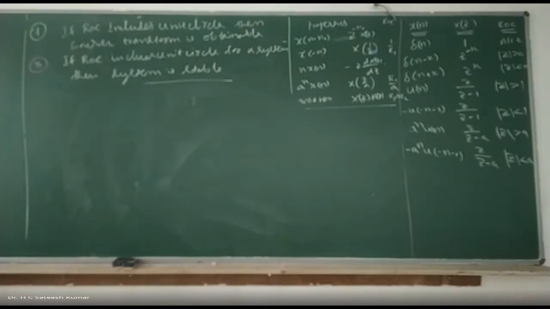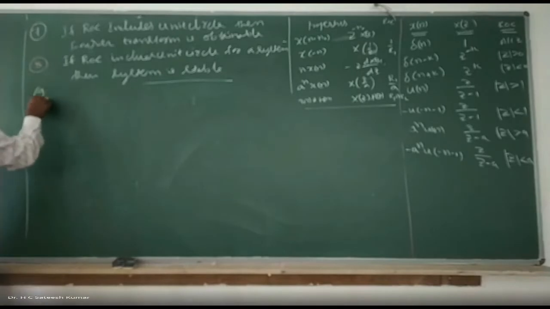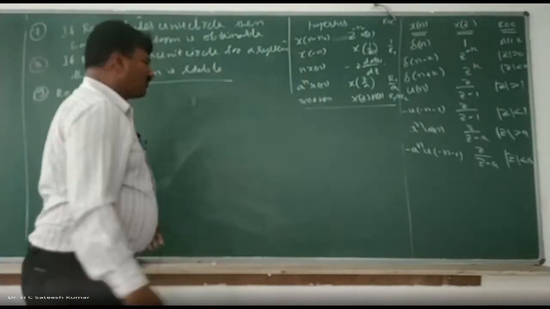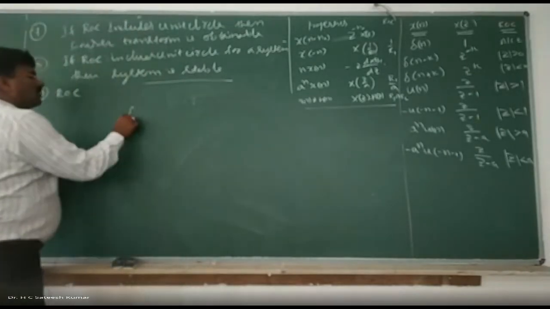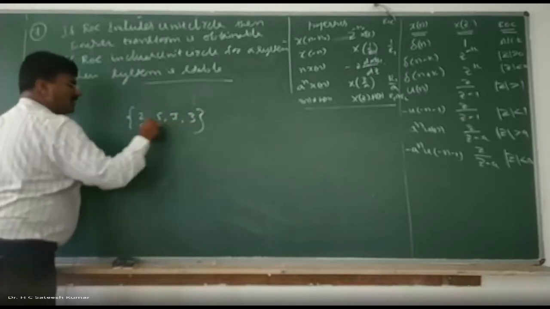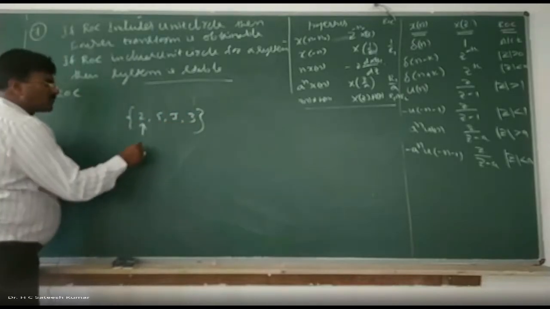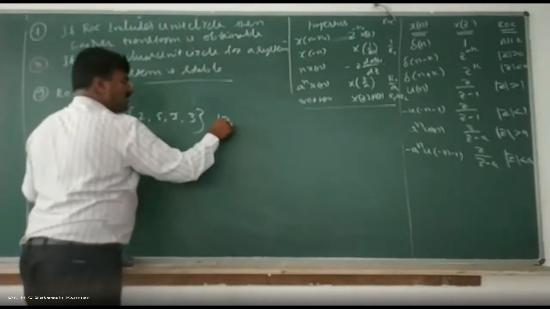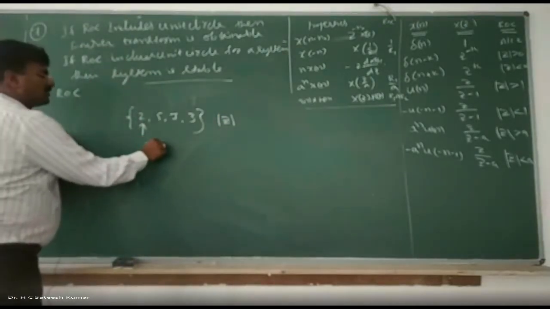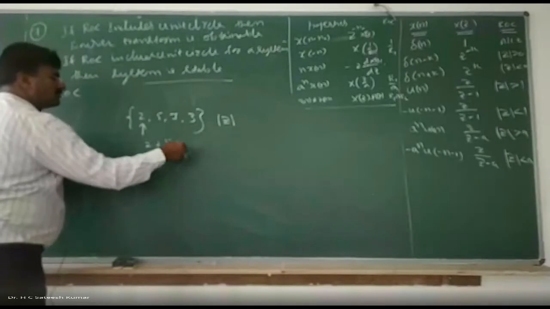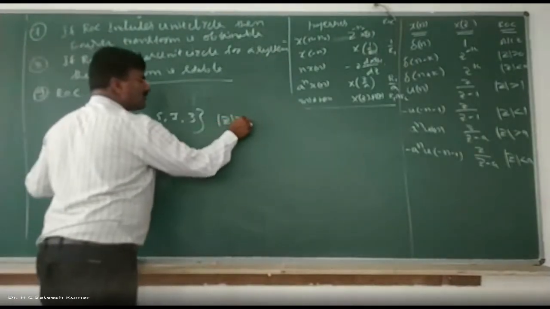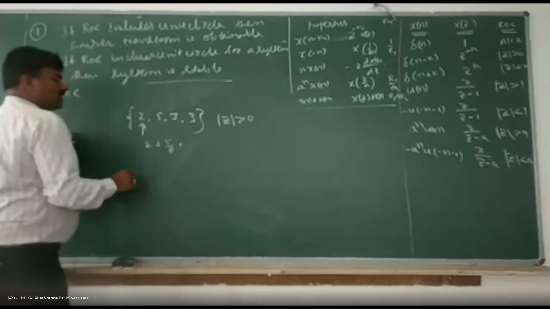Okay. What about ROC for a finite sequence? You check the first 3 problems. First 3 problems means what do we have? Let us say 2, 5, 7, 3, something like that I gave. The arrow mark is here. This is a finite sequence. ROC is what? Mod Z, what do we have? 2 plus 5 by Z, something like that you will get. ROC is what? Except 0. Mod Z greater than 0.